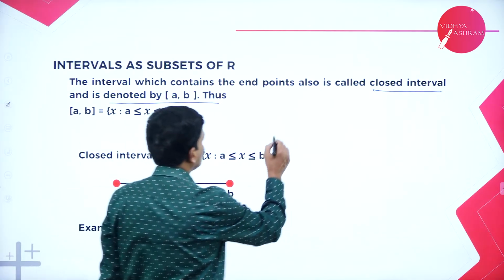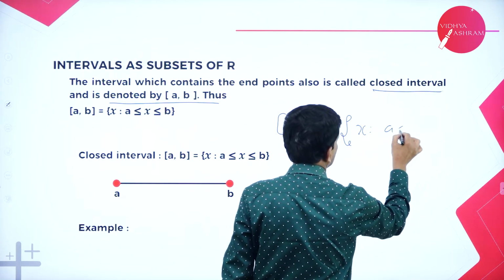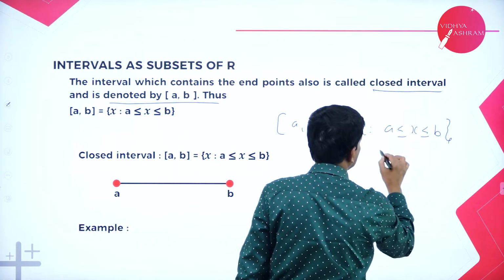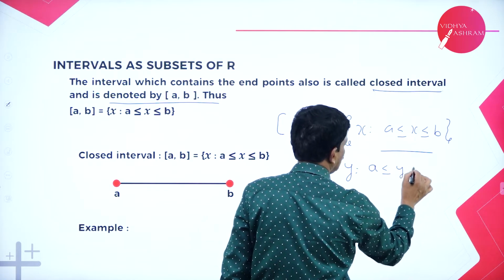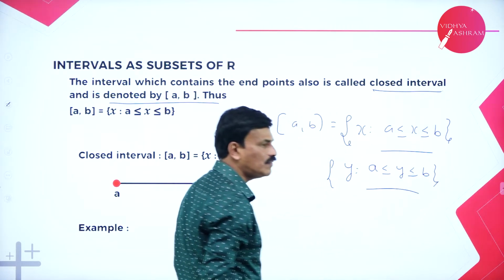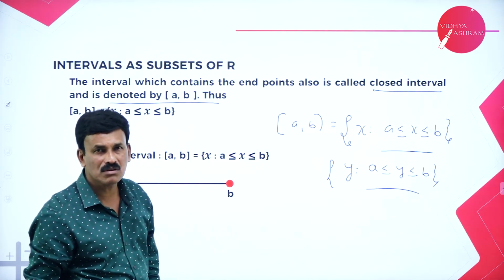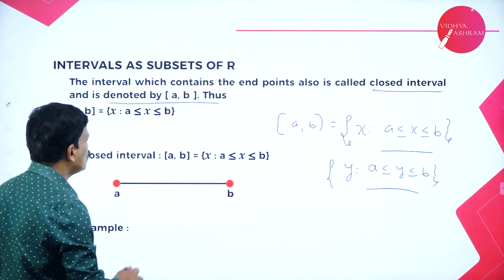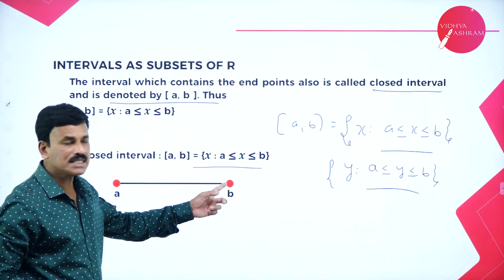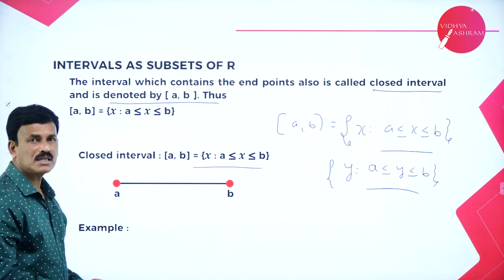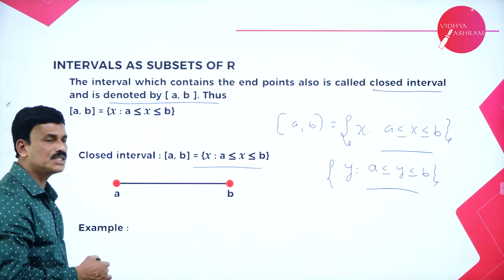So the closed interval [a, b] is nothing but x such that a ≤ x ≤ b, or y such that a ≤ y ≤ b. All the values which lie between a and b, including a and b, come under the interval that is called the closed interval. That is the representation of a closed interval. All the elements which lie between a and b, including a and b, form the closed interval.